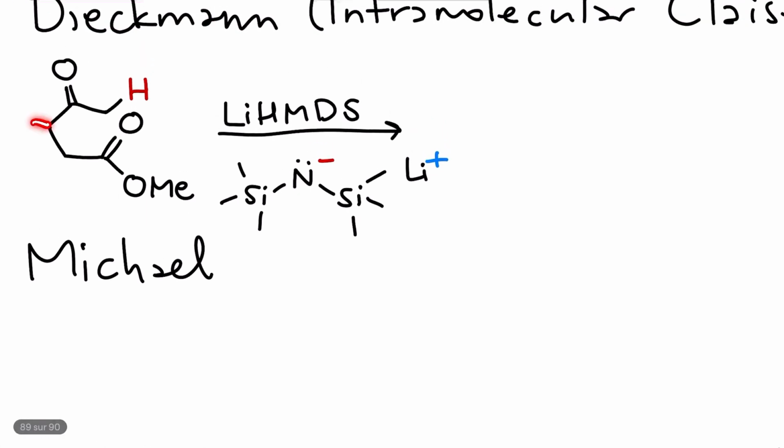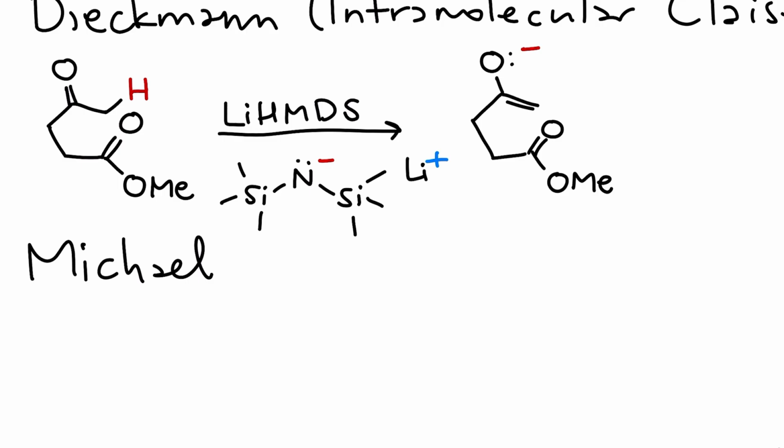So abstraction at this position is quite unlikely. So it's going to abstract the proton at that position. So now I will have an enolate right there. Now, one thing to note is that Claisen or Dieckmann doesn't have to be a ketone and an ester. It can also be an ester with an ester, but you need to have at least one ester. So it's going to be a tetrahedral intermediate.